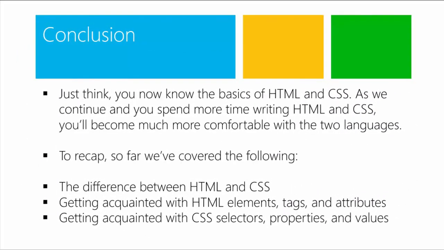So in conclusion, you now know the basics of HTML and CSS. As we continue and you spend more time writing HTML and CSS, you'll definitely become more comfortable with the two languages. To recap, so far we've covered the following. The differences between HTML and CSS, so you have to keep things separate and understand that these are two independent languages. Getting acquainted with HTML elements, tags, and attributes. And with cascading style sheet, we talked about selectors, properties, and values. So hope this helps, and let's move to our next lesson.